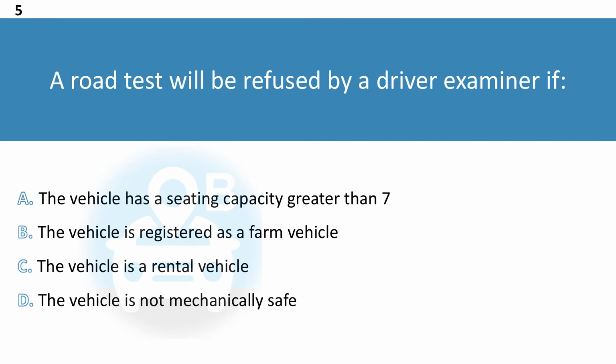A road test will be refused by a driver examiner if: A. The vehicle has a seating capacity greater than 7. B. The vehicle is registered as a farm vehicle. C. The vehicle is a rental vehicle. D. The vehicle is not mechanically safe.